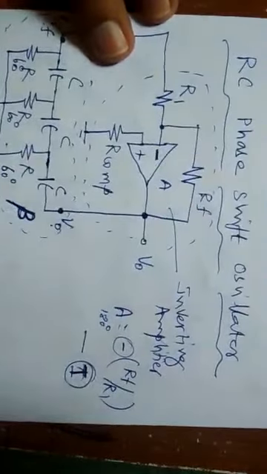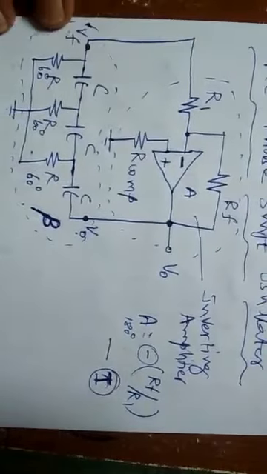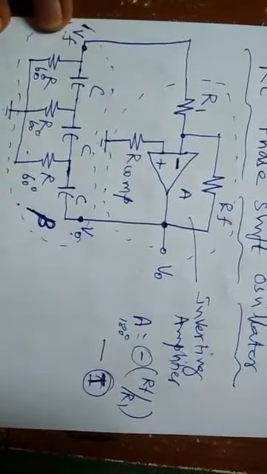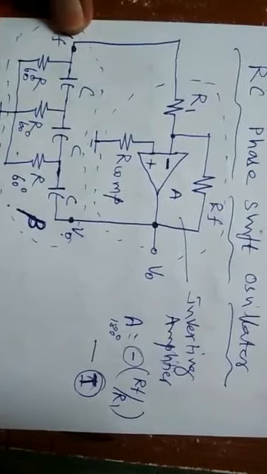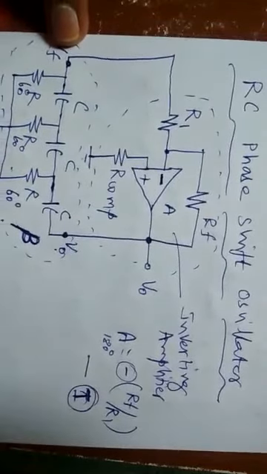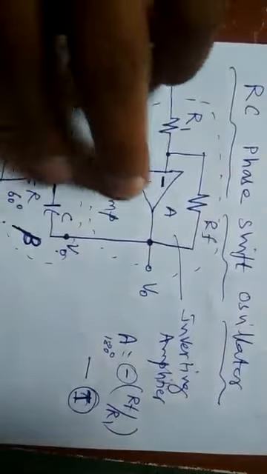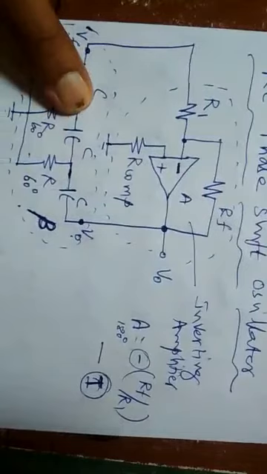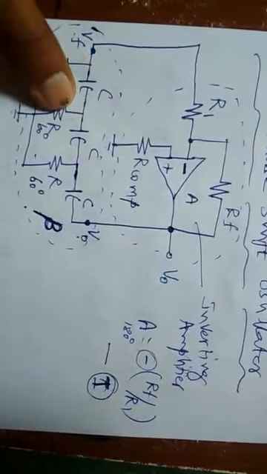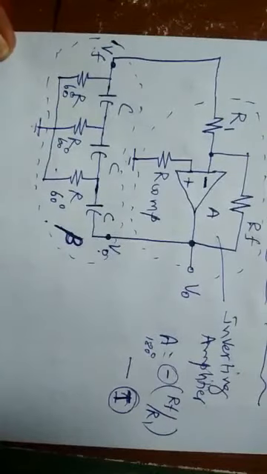So when these things are proved, this amplifier becomes an oscillator, and this oscillator especially has 3 RC pairs in its feedback. So the name of this oscillator is RC phase shift oscillator, and it functions with 0 degree phase shift. It is used for producing oscillation without any input. That's why the name is RC phase shift oscillator.